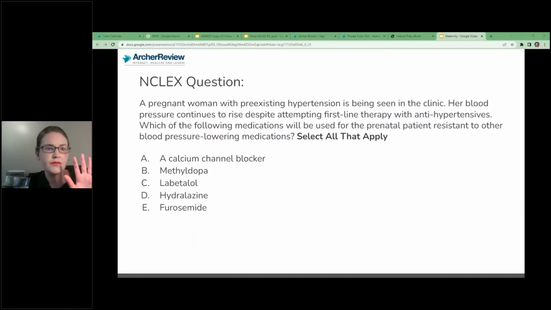I'm sorry. This question, this is the select all that apply. I'm sorry, I was misreading it. So what medications are considered safe to use?